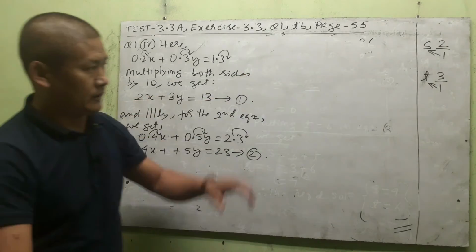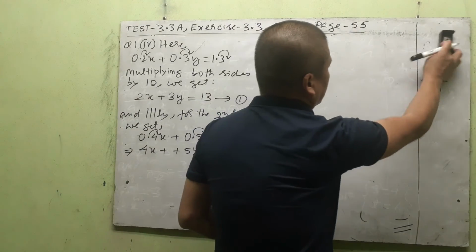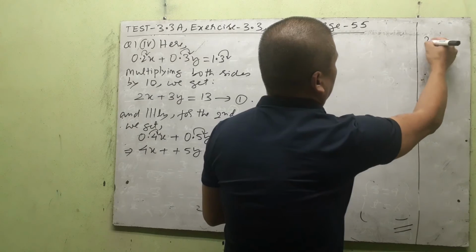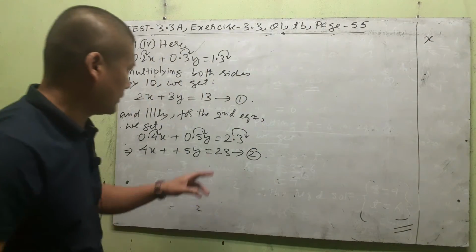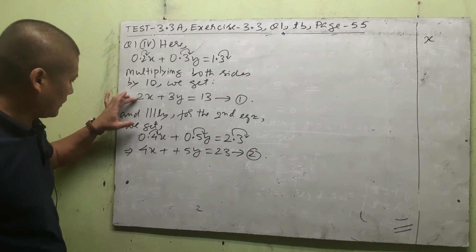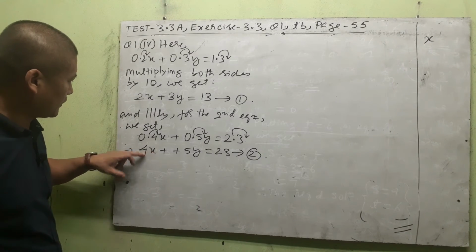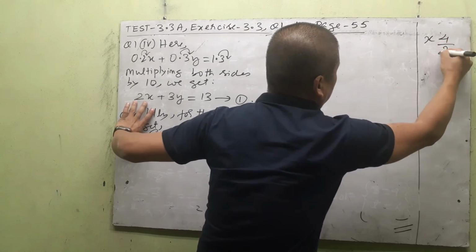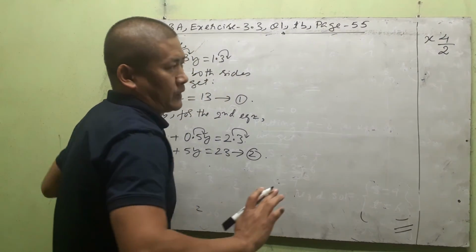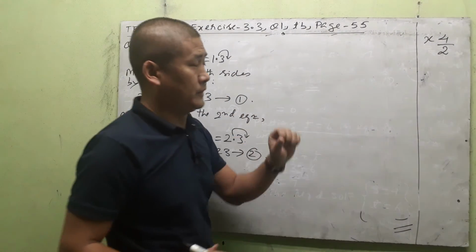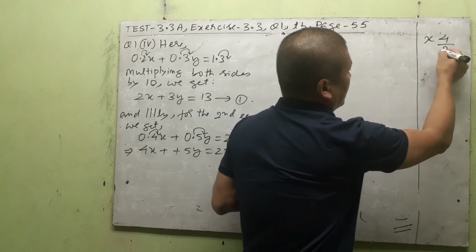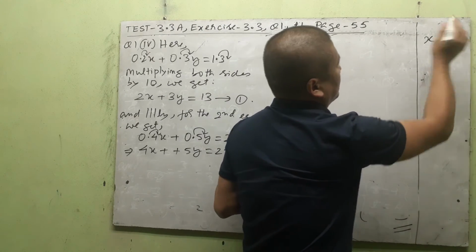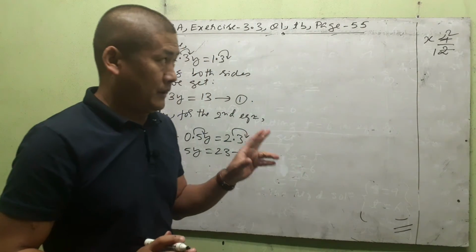Then we take the coefficients of x and y. The coefficients of x in equations 1 and 2 are 2 and 4. So the bigger one, 4, I put up, and the smaller one, 2, down. Next, as I've been saying, you have to see if you can cancel. So you can cancel: 2 1s are 2, 2 2s are 4. Keep it like that, you can't cancel anymore.